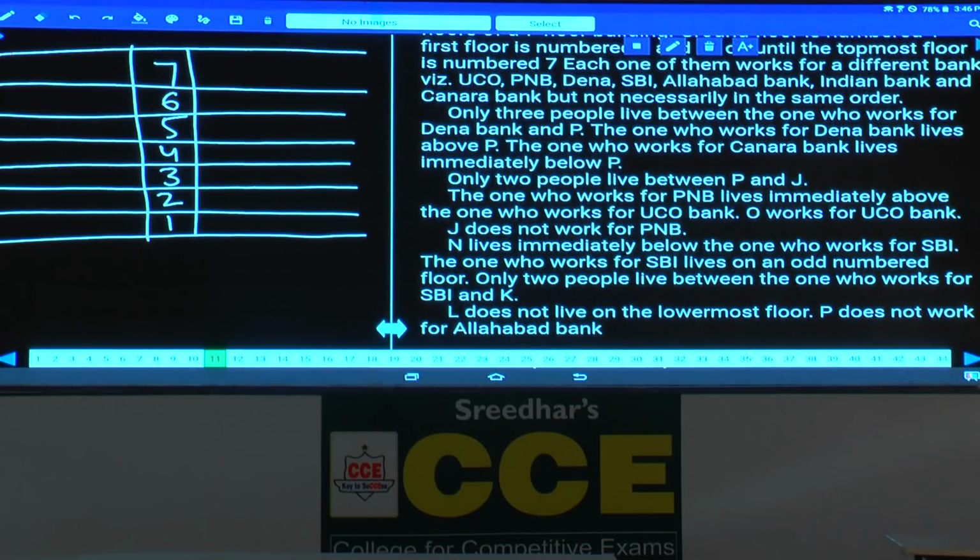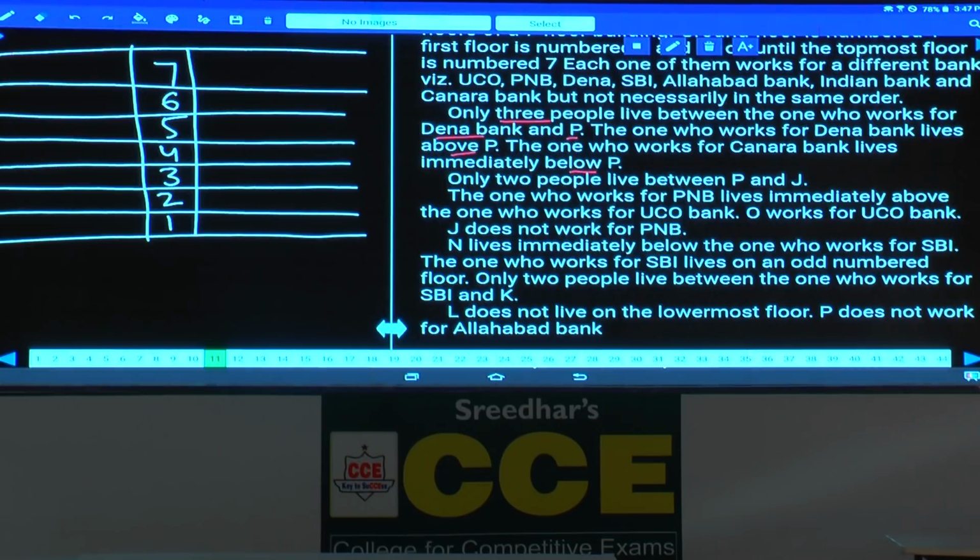The first information is only 3 people live between the one who works for Dena Bank and P. P and Dena Bank, there must be exactly 3 people. And the one who works for Dena Bank lives above P. That means Dena Bank, and in between these two, 3 floors must be there and P must be below this one. And the one who works for Canara Bank lives immediately below P. As Canara Bank lives immediately below P, hence P cannot be on the first floor. Do you agree with this one or not?